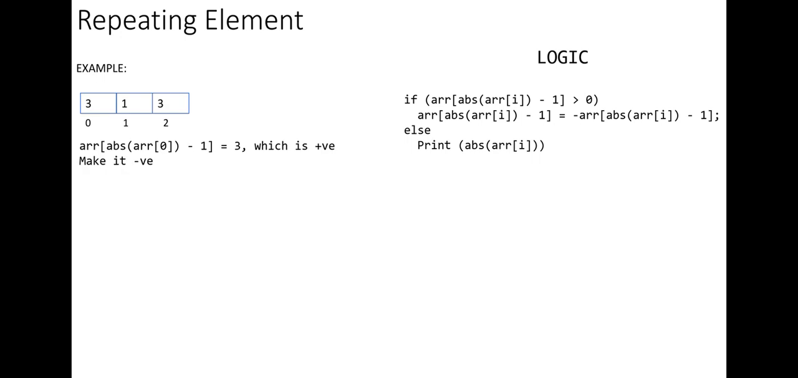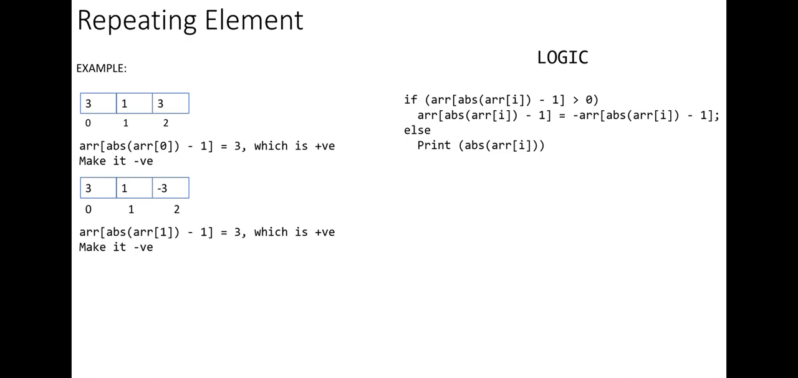In this example, we have three elements in an array: 3, 1 and 3. Now, using the logic, we would check array of absolute of array of 0, that is the element at the 0th index, minus 1. In this case, array of 0 is 3, absolute of 3 is 3, and 3 minus 1 is 2. So array of 2, that is 3. So the element at the second index would be 3, which is a positive value. We would make it negative according to the logic. So after making it negative, we get the array as 3, 1 and minus 3.